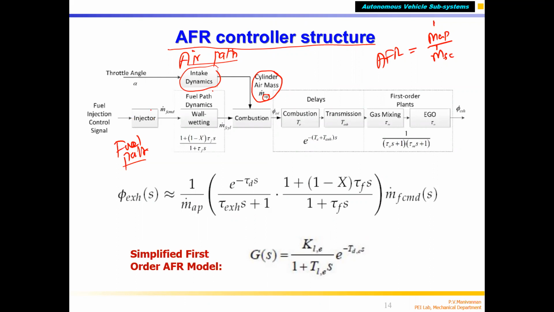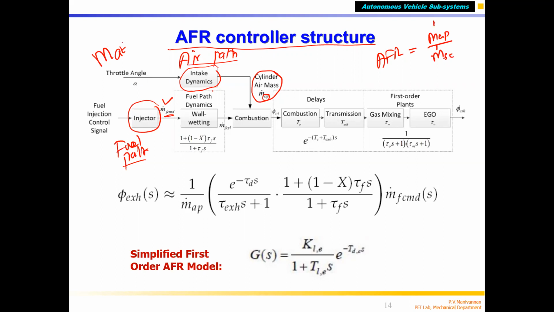So how is it controlled? That is by the injector. The injector injects the fuel, and the mass of fuel injected is commanded. FCMD means commanded. Who is commanding? The ECU. How does the ECU do it? The ECU measures the MAT, so this is measured. MAT is based on the throttle angle.